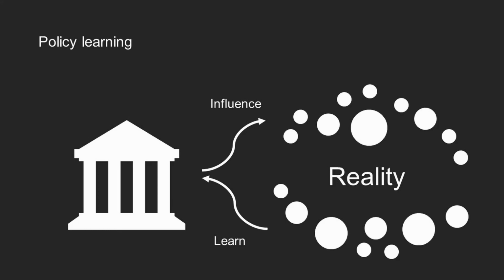Policy learning: you have an institution that influences reality with policy. In turn, it will learn from reality. So we learn whether a policy works or doesn't work, or whether a very effective policy actually does not fit people's emotions, and we need to account for this as well. So then we learn over time.